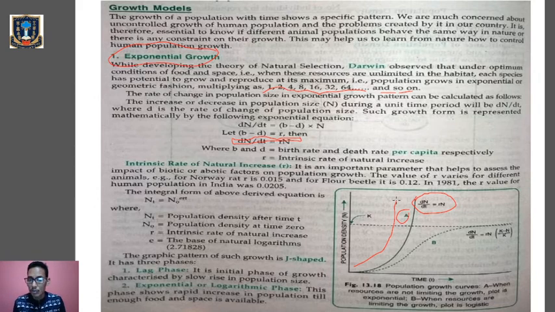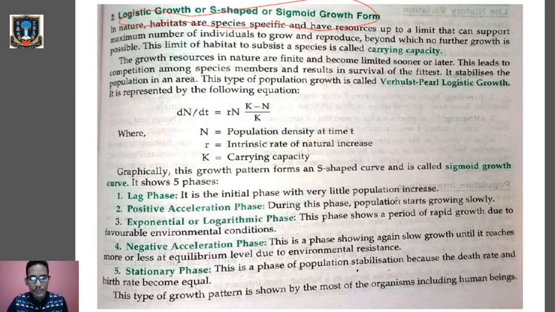So can you remember the equation of exponential growth form, dN/dt = rN, where r represents the intrinsic rate of natural increase, the parameter which helps us assess the impact of biotic and abiotic factors on population growth. And always in exponential growth form, the resources will be unlimited, clear, and there will be a geometric increase in the population. It will increase from 1 to 2, 2 to 4, 4 to 8, 8 to 16, and so on. Clear?